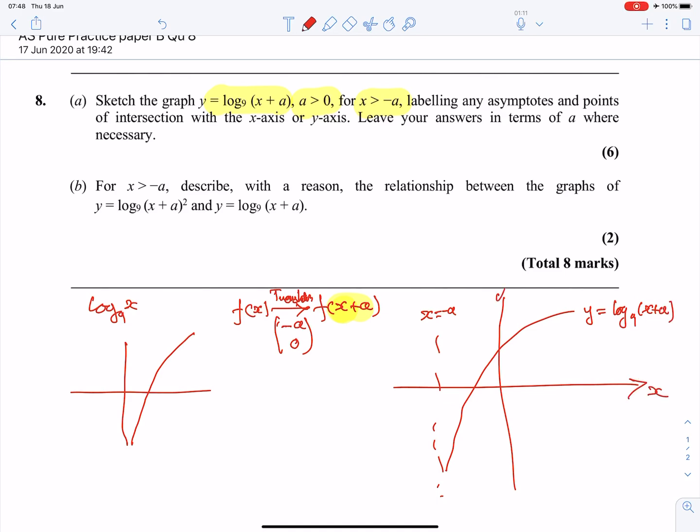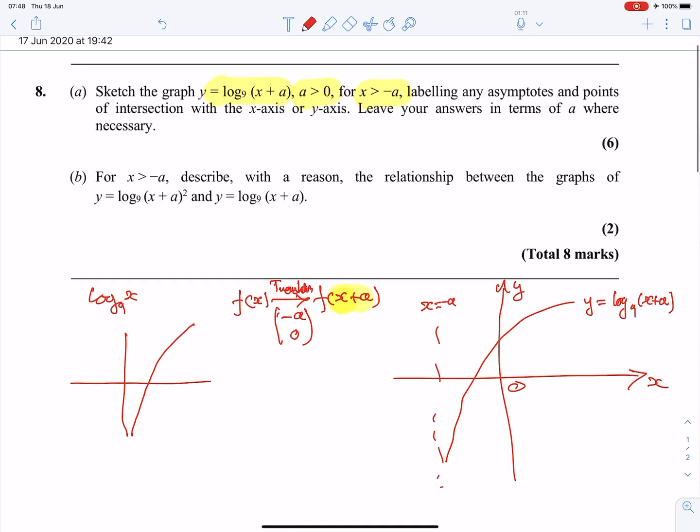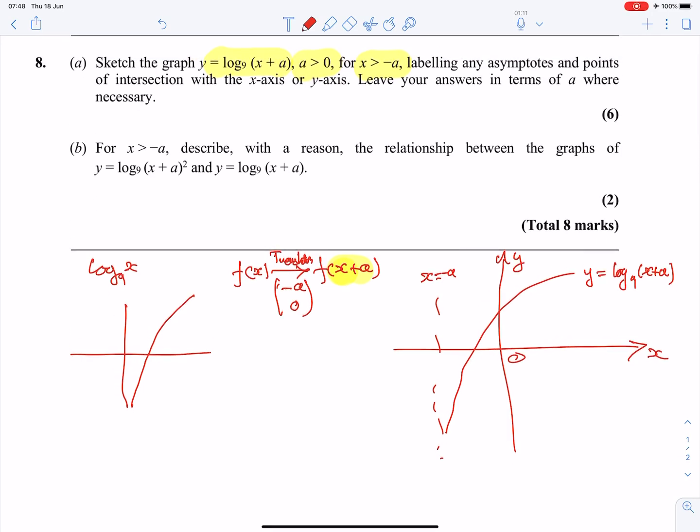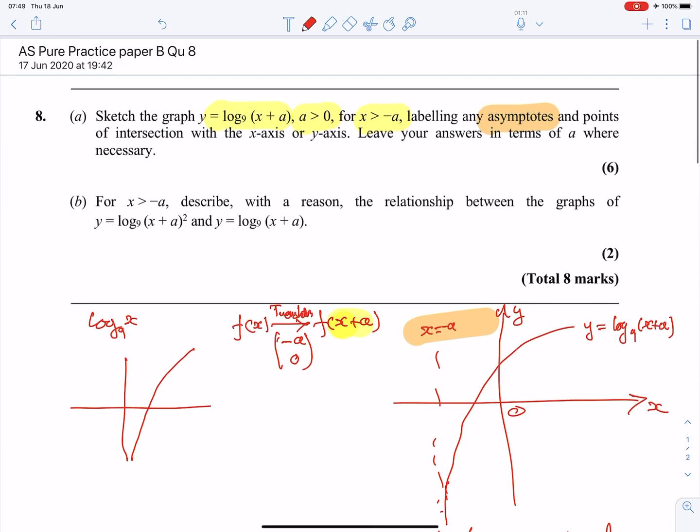Here's our x-axis, here's our y-axis, and here's our origin. So that's actually our answer. But we've also got to label the asymptotes, labelling any asymptotes, which we've done, x equals minus a. This graph I should have been more careful about here. This line, the asymptote and axes, must be drawn with a ruler. Yeah, they must be straight lines.